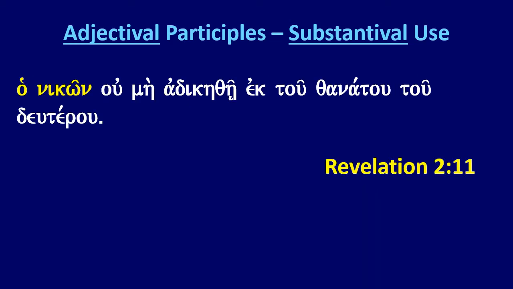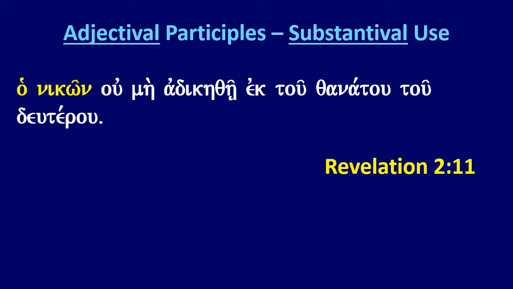Let's look at another instance of the substantival use of an adjectival participle, this time when it comes to the overcomer that we see mentioned seven times in Revelation chapters 2 and 3. Who are the overcomers? Are they super Christians, or are they just simply one who is a believer in Jesus Christ, who has overcome by faith, even if practically they do not overcome sin, Satan, and the world in their everyday walk in sanctification? I think it's the latter.